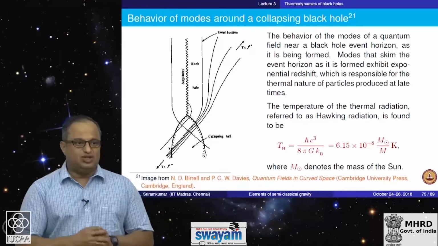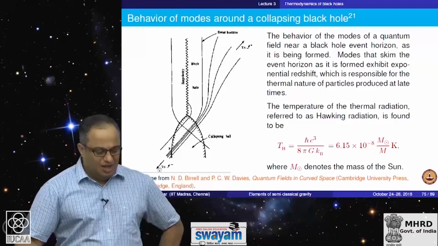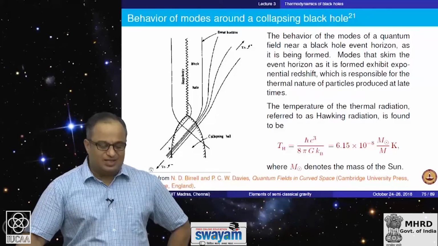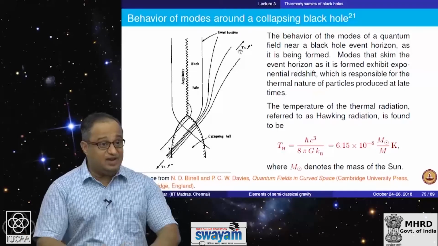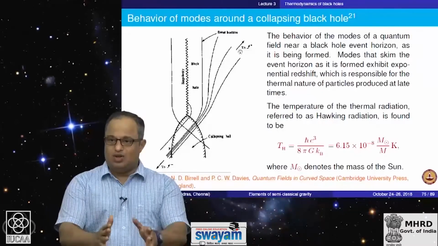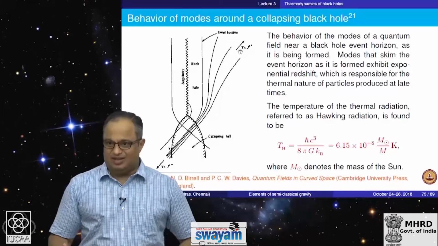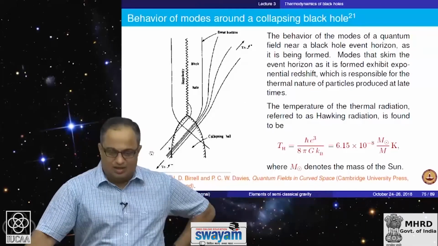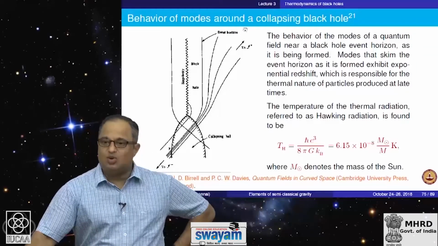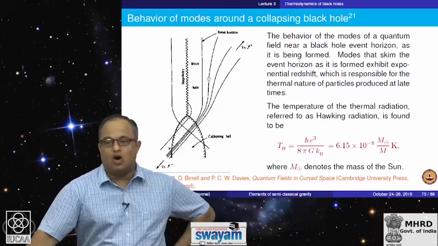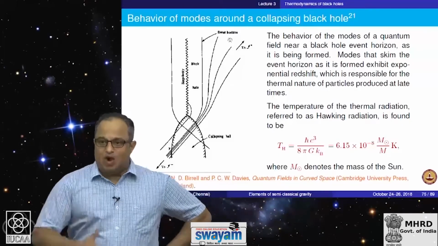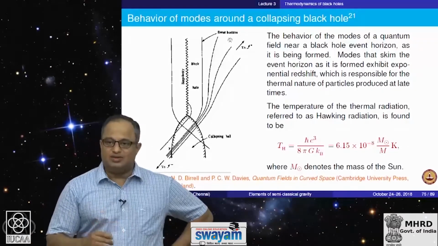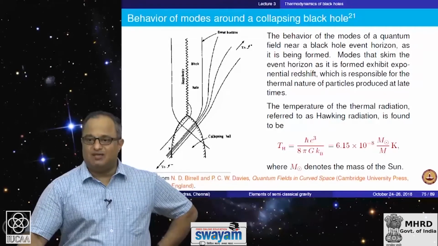Now what one needs to do is very simple. You have an incoming mode, you have an outgoing mode. You need to understand what is the Bogoliubov transformation. Evidently there is a change because it is going around in the field of a collapsing shell. All you need to do is obtain the relation between the ingoing modes at early times and the outgoing modes at late times. Because there is a time dependence, there will be a non-trivial Bogoliubov transformation that relates the very early and very late times.